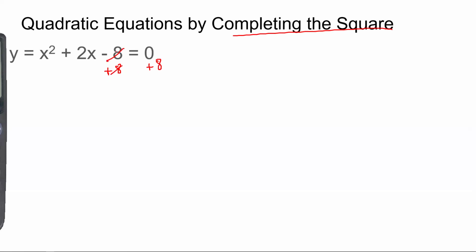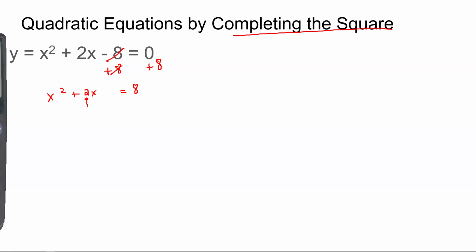That's going to cancel the -8 on the left and give me a +8 over there. So now I've got x squared plus 2x equals 8. All right. Now here comes the tricky part. What I got to do is look at this number right here, and I need to add something to both sides of the equation. What I'm hoping to do is make this side a perfect square, and then I can take the square root of both sides and get rid of that squared right there.